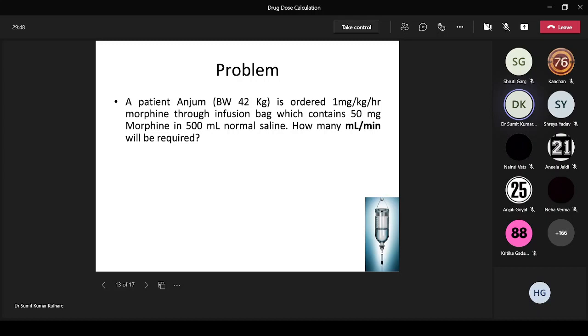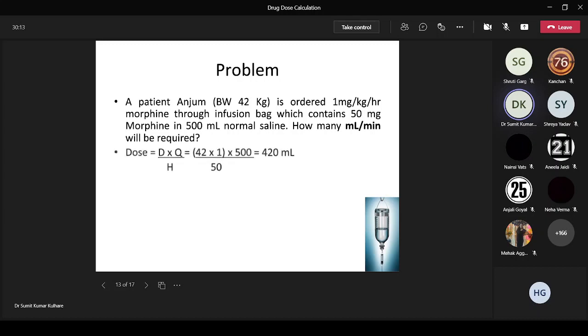Anyone got the answer? So 7 ml per minute. 7 ml per minute. Okay. Anyone begs to differ? Okay, so you're right, 7 ml per minute. So let's see how it is calculated. So first you need to calculate the total dose.